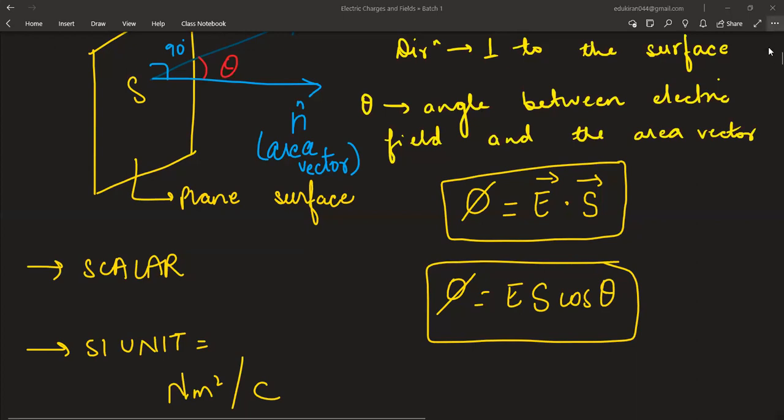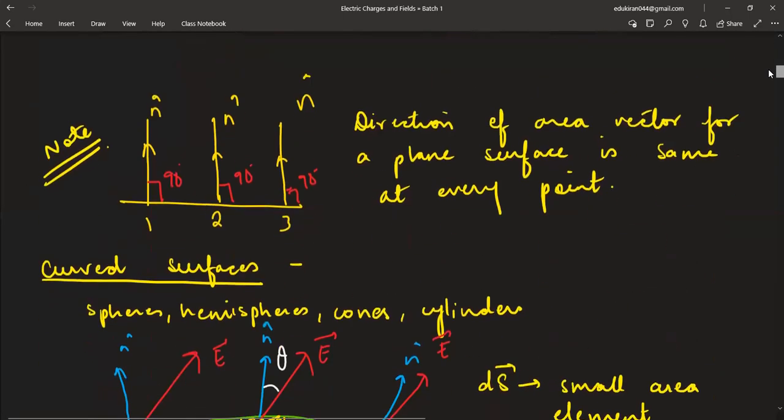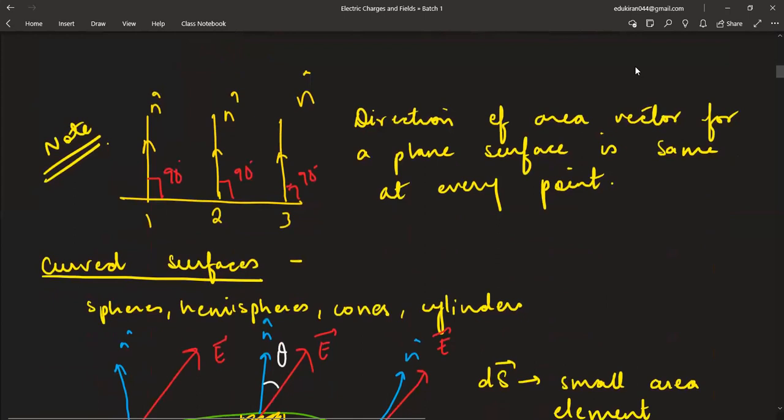Okay, let's move further then, class, if you've done. If you are done, so see, one thing, if the area vector you are writing, fine. And from a surface, you have three area vectors drawn like this. So for a particular surface, the area vector will be the same. Understood class? The area vector will be the same for any plane surface.